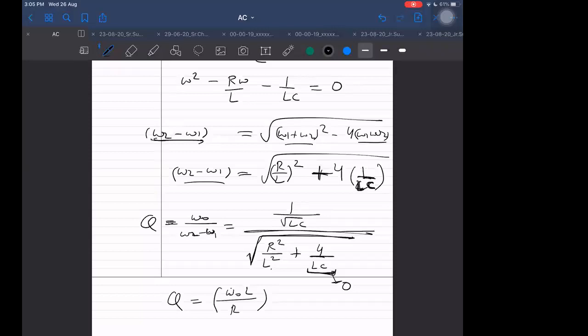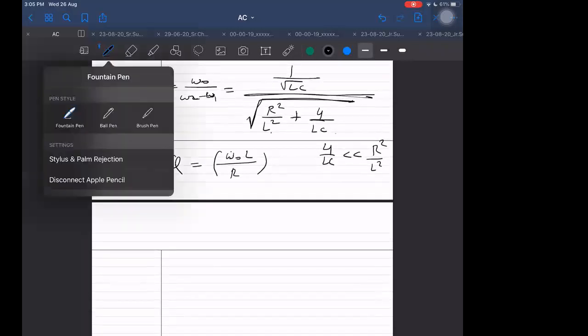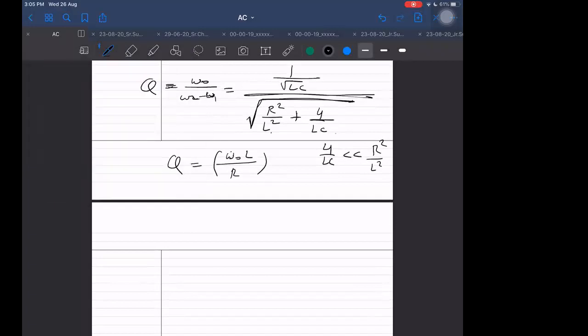I think we neglect the second term as compared to the first term. We can neglect the second term in those cases where 4 by LC is very, very small as compared to R square by L square. What can I write? One L we can cancel. We can say 4 by C is less than R square by L.